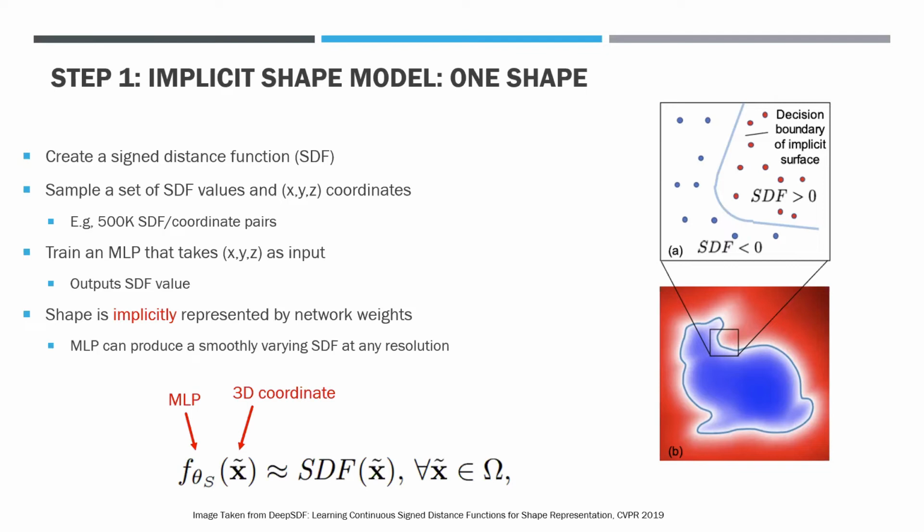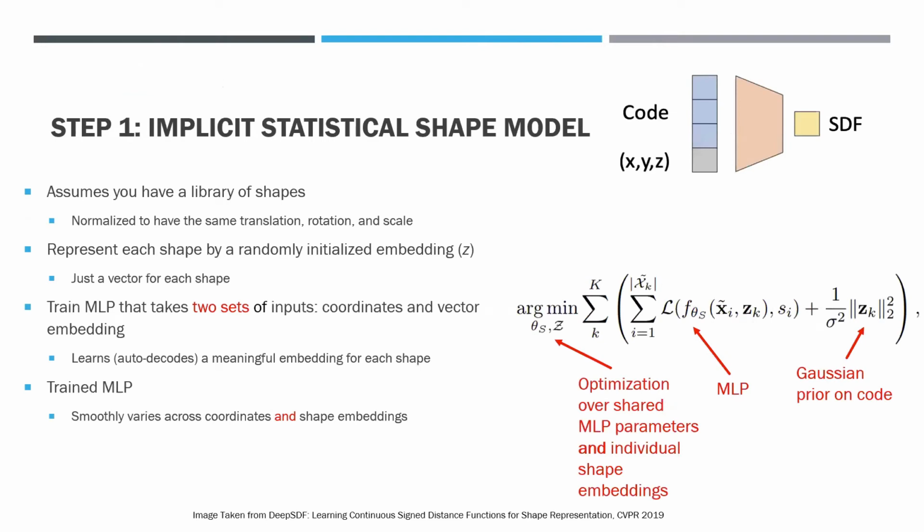Even though it's implicitly represented by the network weights, you can still render the shape and actually view it and look at it. The way you would do that is you would, for example, take a uniform grid of XYZ values, put them in one by one into your MLP, collect the SDF values, and organize that into a volume, which you can then render. You can convert that to a mesh. You can do whatever you want to it. The nice thing about this is that once you have your MLP trained, the MLP produces smoothly varying SDF at any resolution. Essentially, I can smoothly vary the XYZ values, and I get a smoothly varying SDF. So I get a really, really high quality surface. So that's how you represent one shape implicitly.